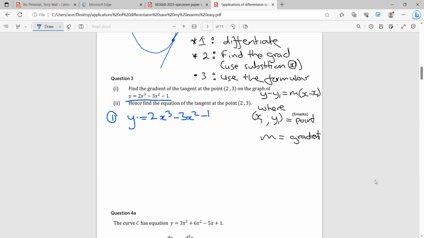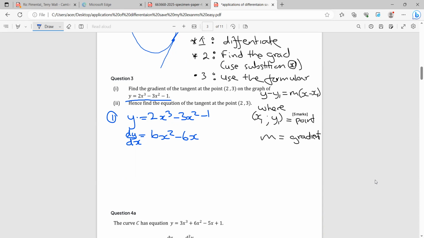For step 1, we're going to be doing differentiation. It doesn't matter the kind of function you're given. We assume that you know how to do the basic differentiation of various functions, so just differentiate it. In our case, dy/dx will be 6x squared minus, this 2 times the minus 3, that's minus 6, we decrease that power, minus 6x. And then if we differentiate minus 1, we get 0. So that's fine. We have done our step 1.